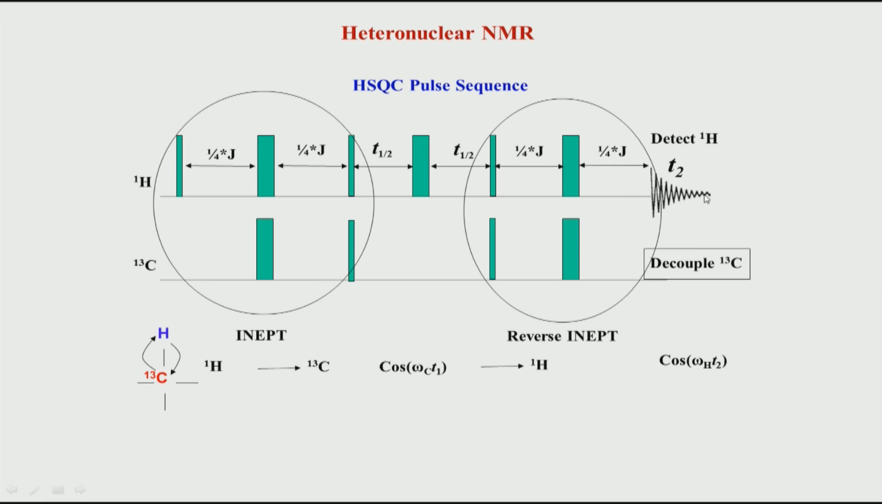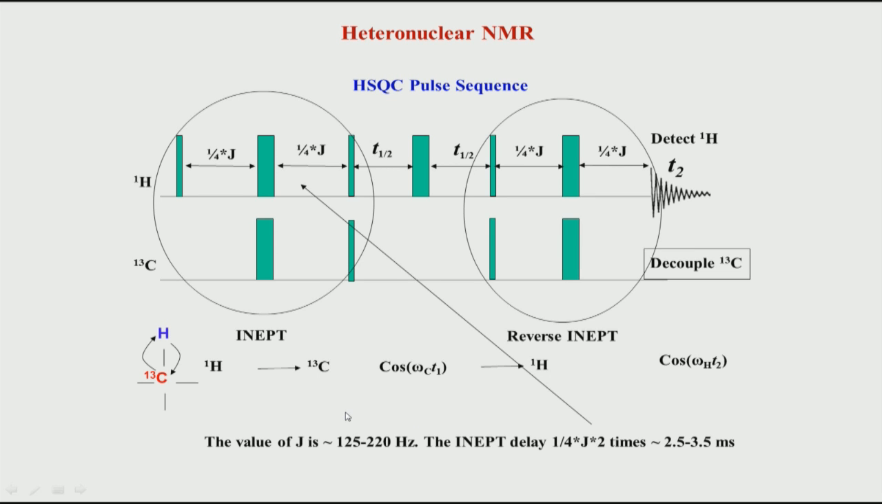T2 evolution. Now, if you look at the whole picture in total, what we have achieved is a transfer of magnetization from hydrogen to carbon, got the chemical shift of carbon, went back to proton and got the chemical shift of proton. So, what we have done is correlated or connected two atoms here, one is hydrogen and one is carbon. Therefore, when I do a Fourier transform of this combined signal, which is now T1 and T2, I would expect a 2D spectrum where the carbon and proton are correlated.